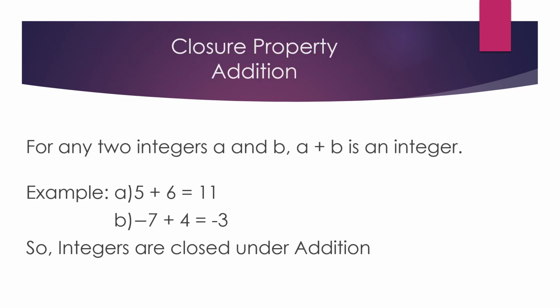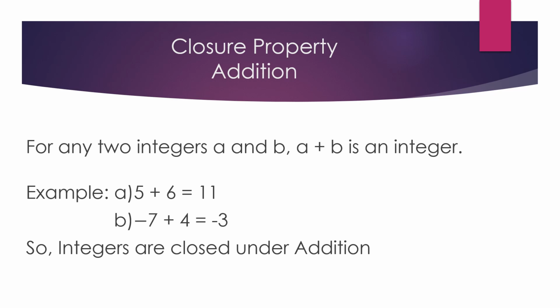Closure property of addition. For any two integers a and b, a plus b is an integer. It means that when we add two integers, we always get the result as an integer. Let us look into the example.